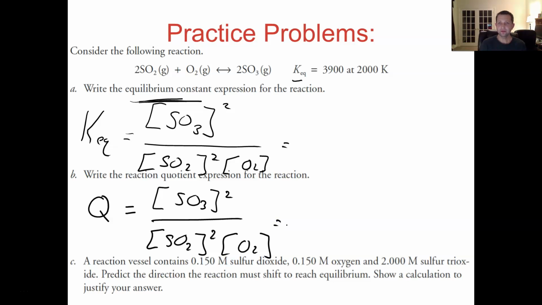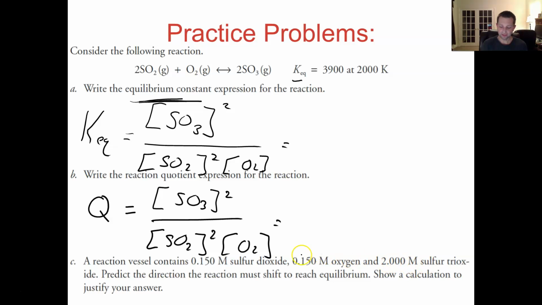Now look at letter C. It says a reaction vessel contains 0.150 molar sulfur dioxide, 0.150 molar oxygen, and 2 molar sulfur trioxide. Predict the direction of the reaction in order to reach equilibrium and show a calculation. So we have the general setup here. Let's plug in our values then. I don't know if these values are at equilibrium or not because it doesn't tell me. So I plug them in for my Q expression. It's a minor detail, but really important. If you don't know if you're at equilibrium, this must say Q here. If you put KEQ, it's wrong because you don't know if you're at equilibrium or not. So let's plug everything in.